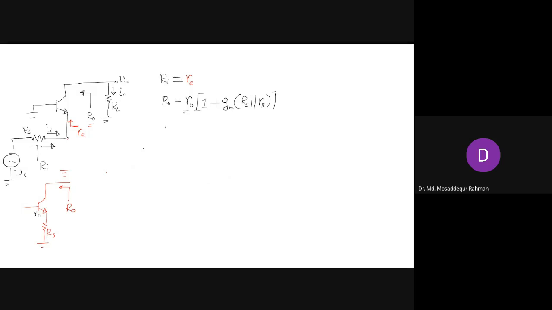Now we try to determine the voltage gain, Av. In this case, we just directly write the voltage gain as V naught by Vs. So what is V naught? What can we write for V naught? First we write I naught, and I naught is minus IC, so V naught is minus IC RL. IC is the current that is going into the collector, so I naught is IC in the opposite direction. So this is our V naught.